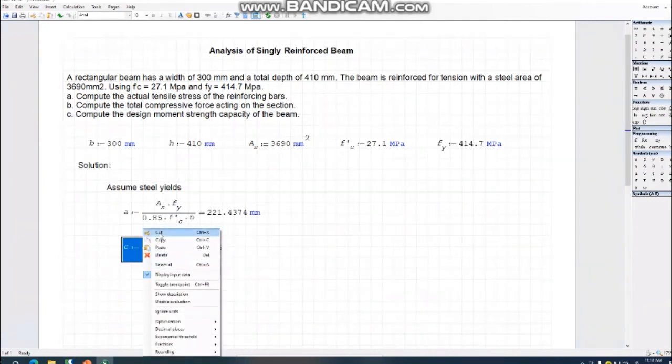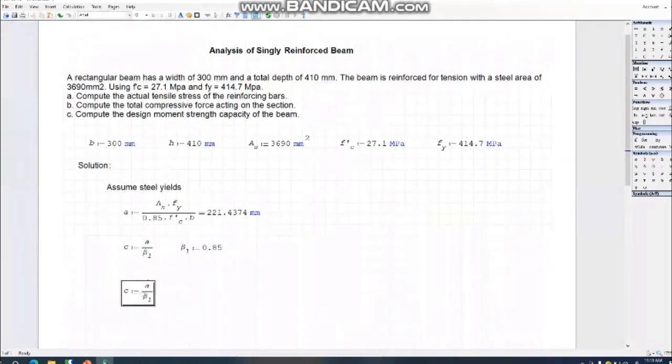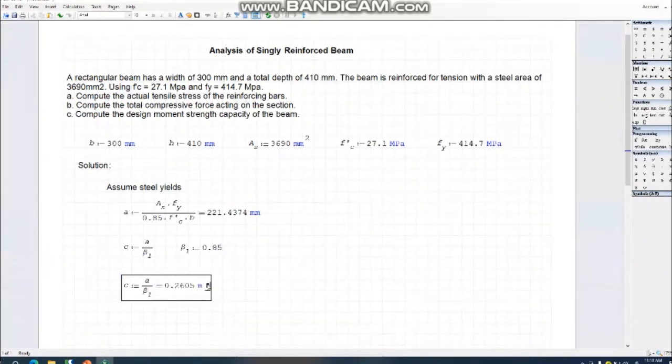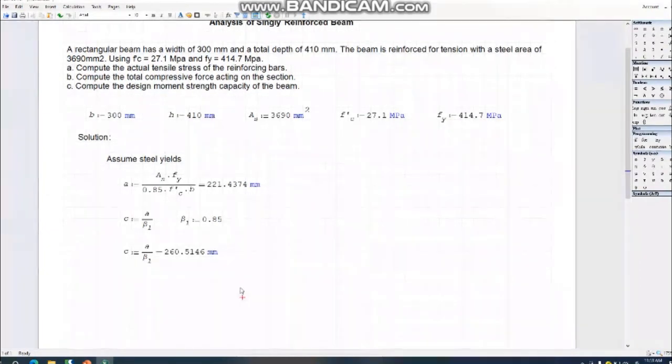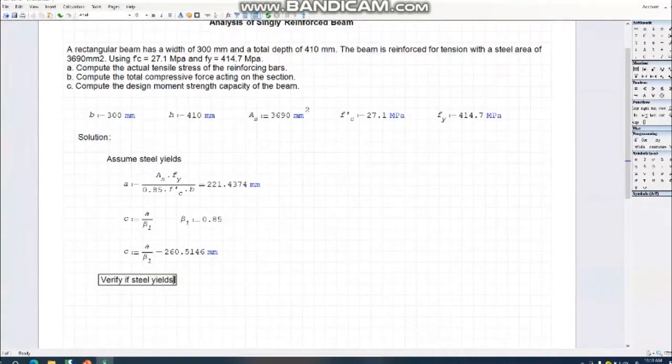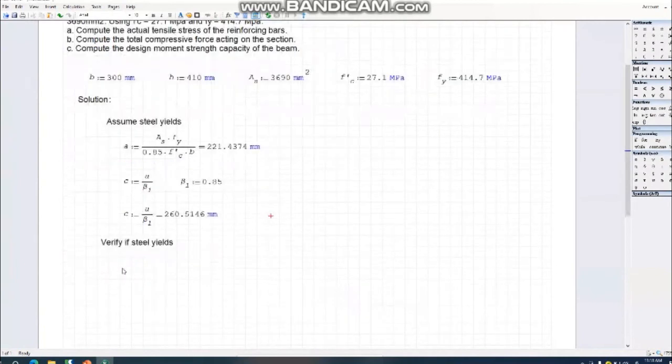So from here, we calculate c. Since we now have c, we have to verify the assumption, whether the steel still yields or not. We do that by calculating epsilon s, based on our formula.